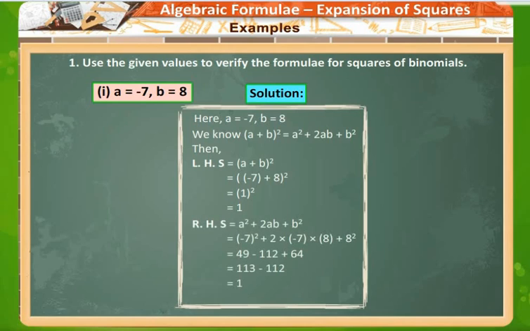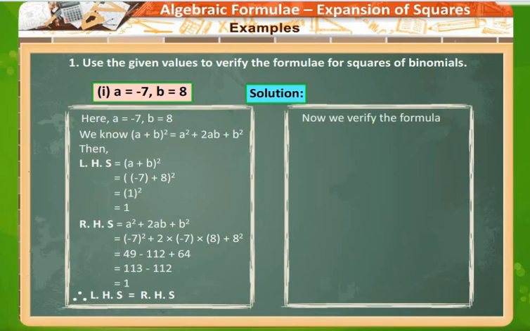Now we see the right hand side. A square is minus 7 square plus 2ab. So 2 into minus 7 into 8 plus 8 square. You can see 49 minus 112 plus 64. So 113 minus 112 is equal to 1. That means the left hand side is equal to the right hand side. So the values a is equal to minus 7 and b is equal to 8 prove the formula that a plus b the whole square is equal to a square plus 2ab plus b square.